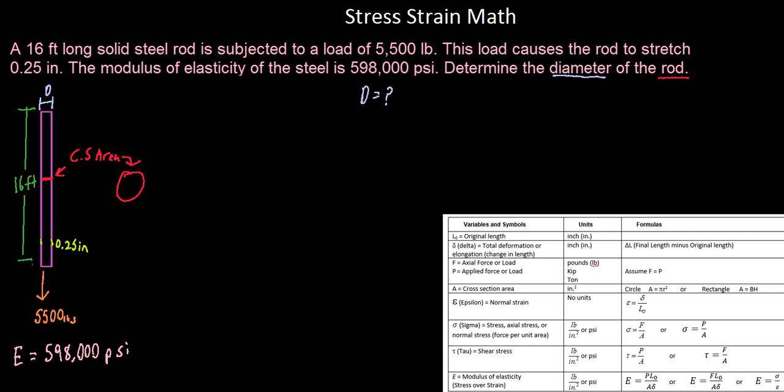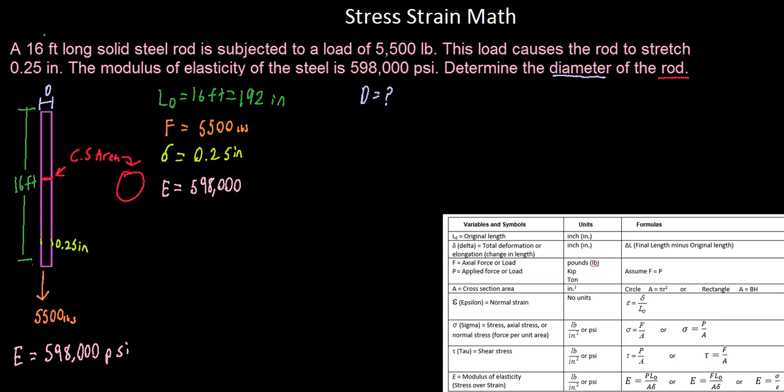Well, let's start with what we do know. We know it's 16 feet right over here. So that's the original length. And since everything else is inches, I'm going to go ahead and convert this to inches as well. We get 192 inches. Well, we know there's a force of about 5,500 pounds. We know there's a stretch or an elongation, of about a quarter inch, so 0.25 inches. And of course, we know the elasticity is 598,000 pounds per square inch, or PSI.